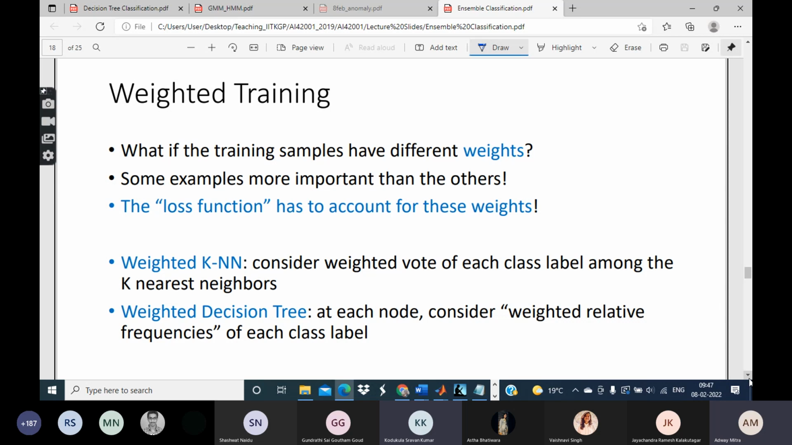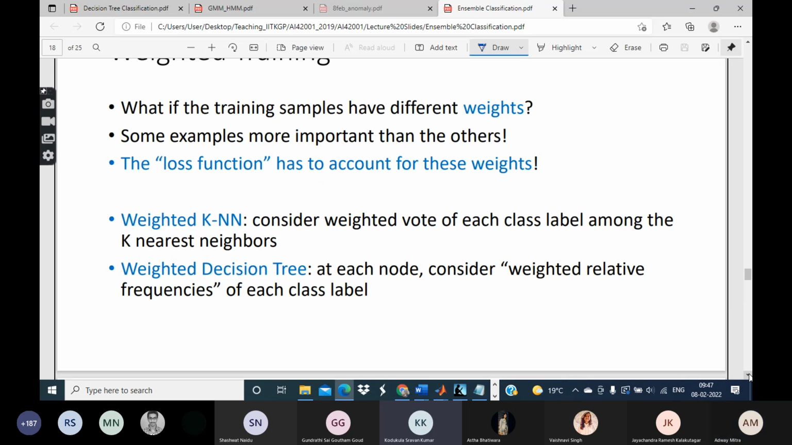Now we consider the idea of weighted training. When we are talking about bagging, what we noticed is that some of the training examples are being selected multiple times in the bootstrap datasets. So what does that mean? As I was telling you earlier, it means that those examples are being given more weightage, more importance than the others.